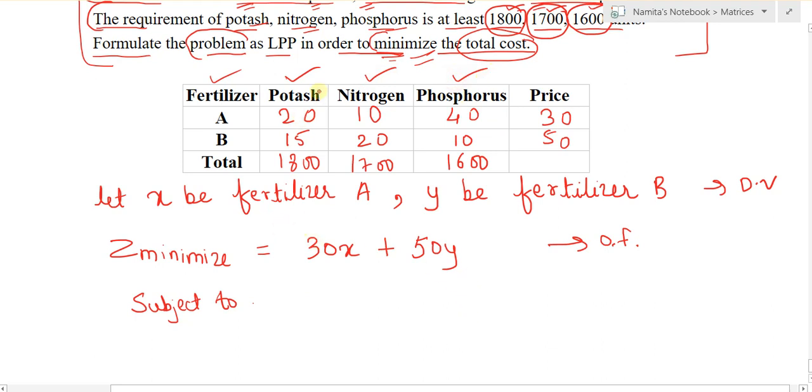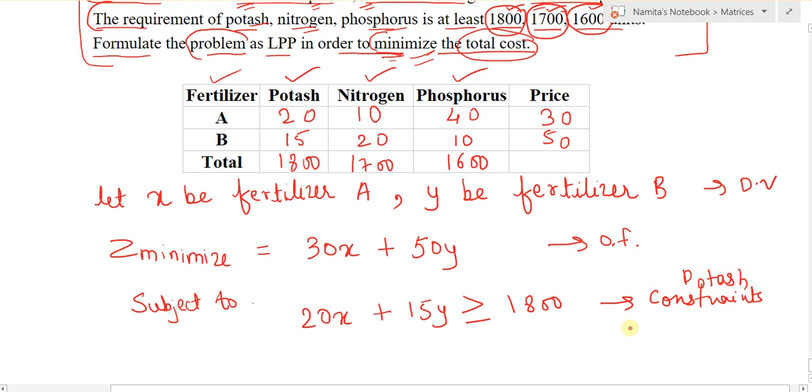Okay. Now the first constraint, of potash, will be 20x plus 15y. Now this is what? Minimization. Okay. So always for minimization, the sign will be greater than or equal to. So 20x plus 15y greater than or equal to 1800. Clear? This is our constraint, the constraint of potash. Okay. Now, next the nitrogen constraint: 10x for fertilizer A, plus 20y, again greater than or equal to 1700. This is our constraint of nitrogen.